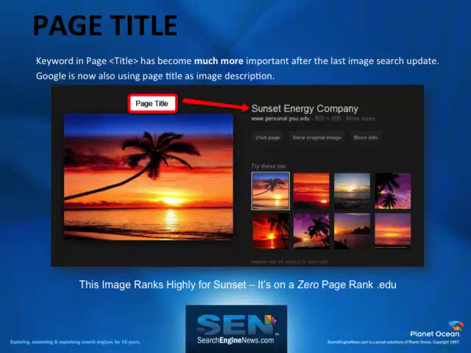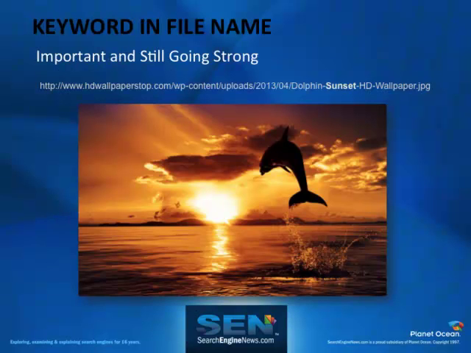So you don't necessarily have to have your images on a high PageRank page. If you hit some of these other key areas, such as the page title, image file, alt text, all that stuff, it's going to make a difference. Keyword in the file name itself is still important and it's going strong still. Here's an example of a wallpaper file, which I thought was kind of cool. Of course, I like sunsets and dolphins too. But here we have the keyword sunset within the file name itself, and this image does rank for sunset.